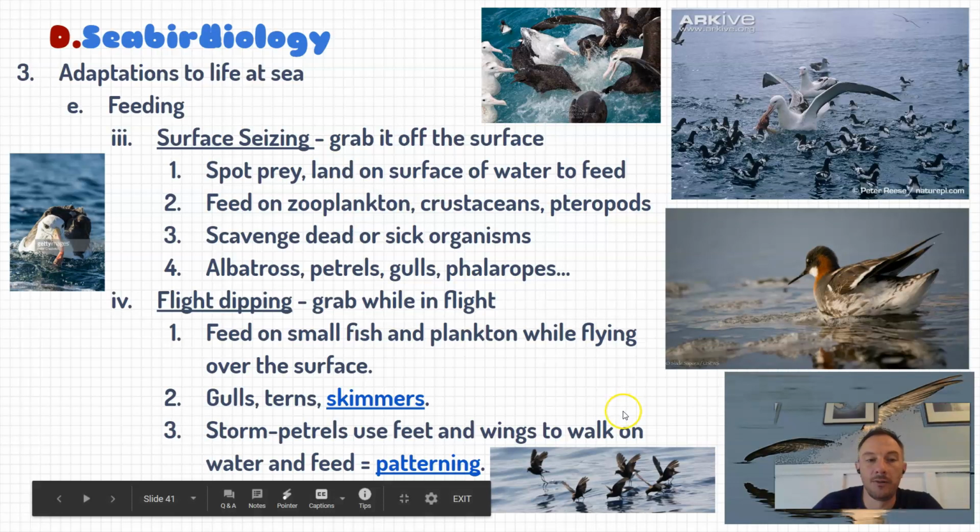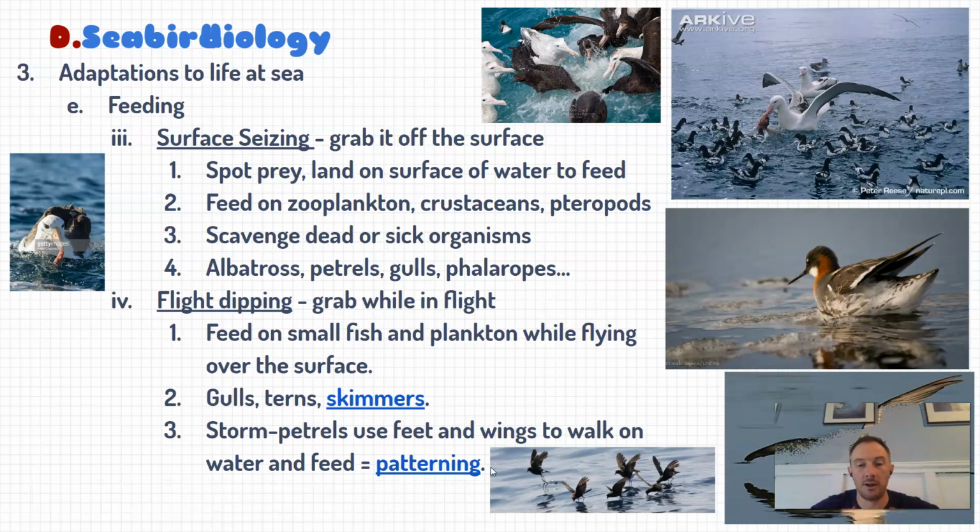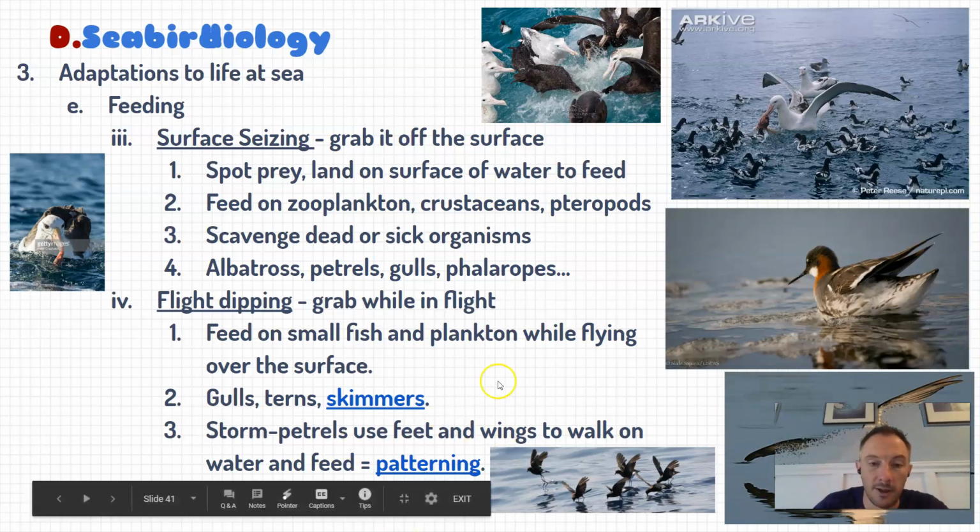Another example of flight dipping, a specialized form of it, is called pattering. It's what the storm petrels do, where they literally walk along the surface of the ocean while flapping. They're so light, and their feet are spread out, and with their wings they use the surface tension of the water, kind of fly-walk across it, and feed on zooplankton.